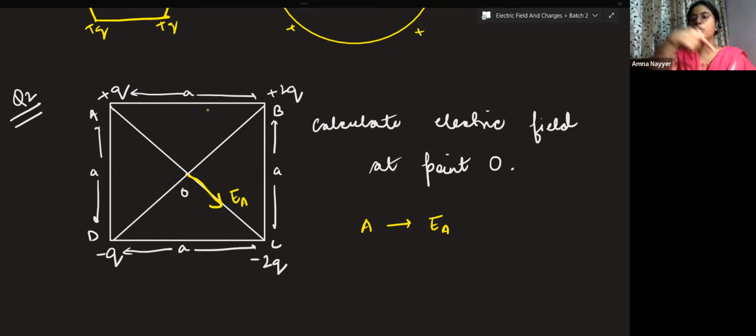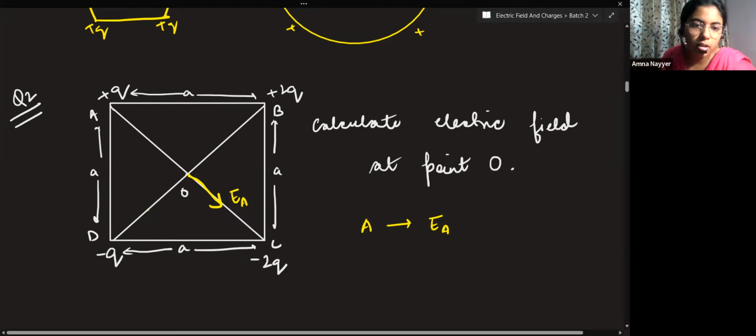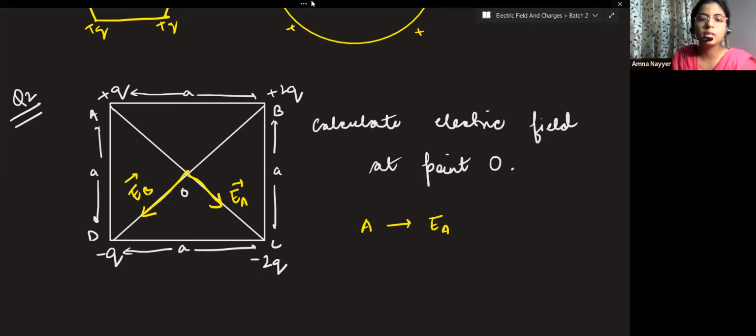See, along OD will lead you to move away from this charge. If you move along OB, that will lead you to move towards the charge. But we know for a positive charge, we have to move away. So for plus 2q, this will be the direction, meaning EB. So EA and EB.